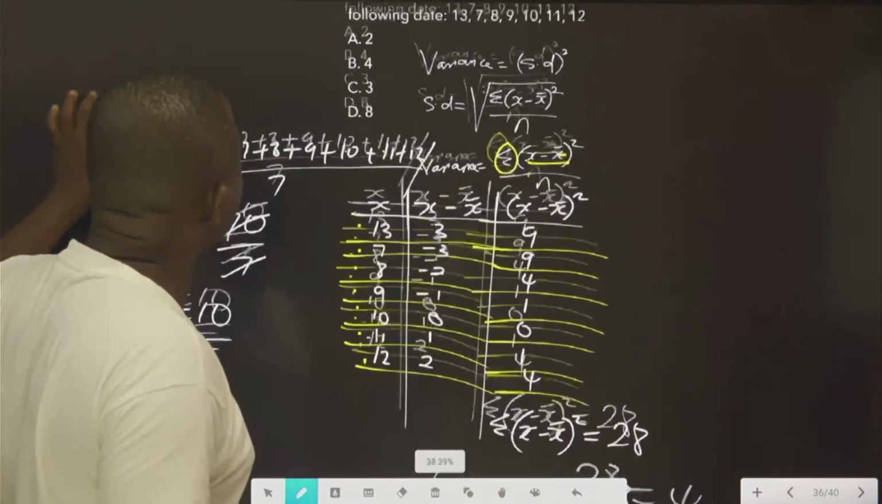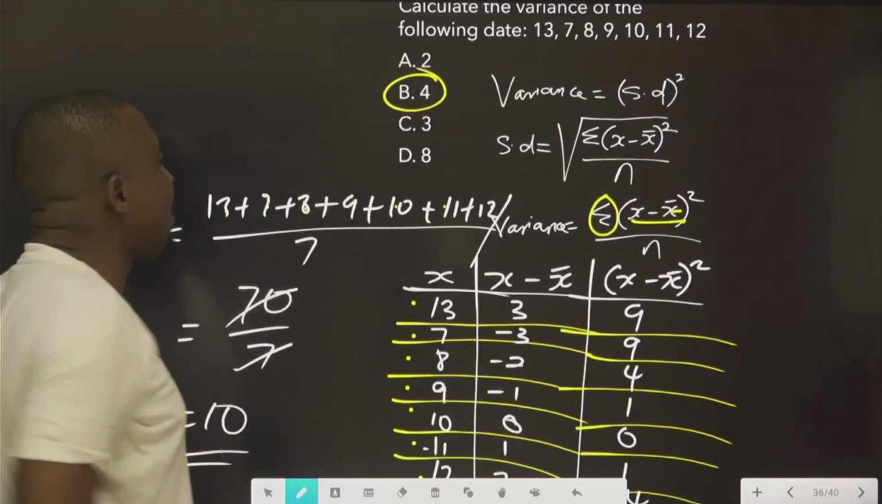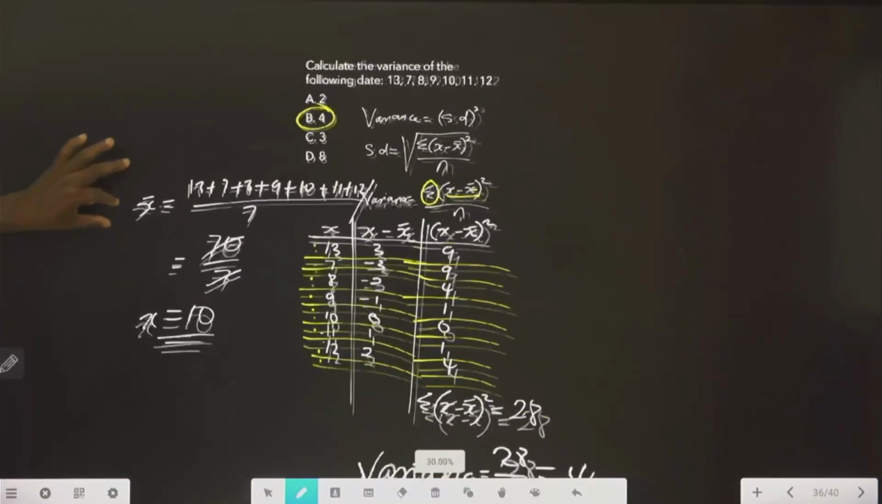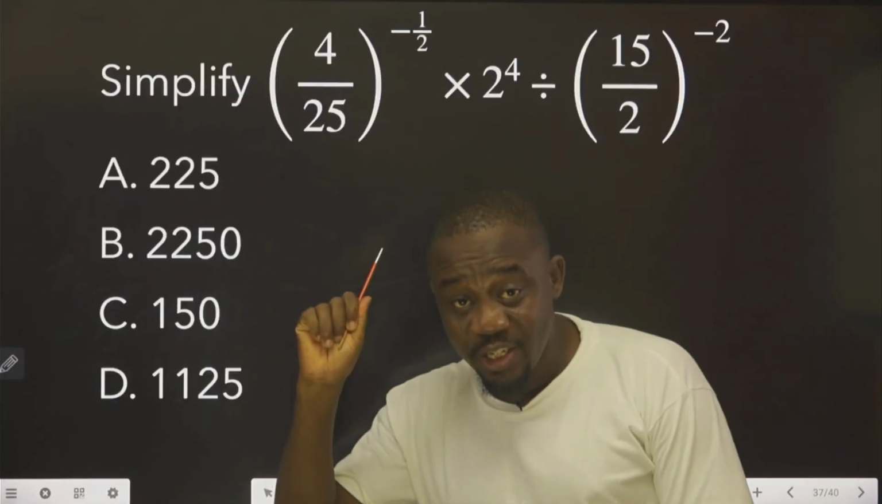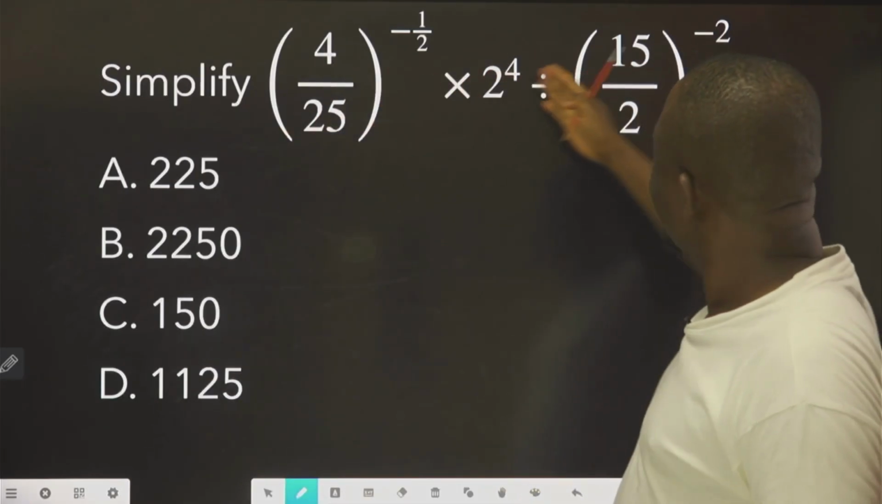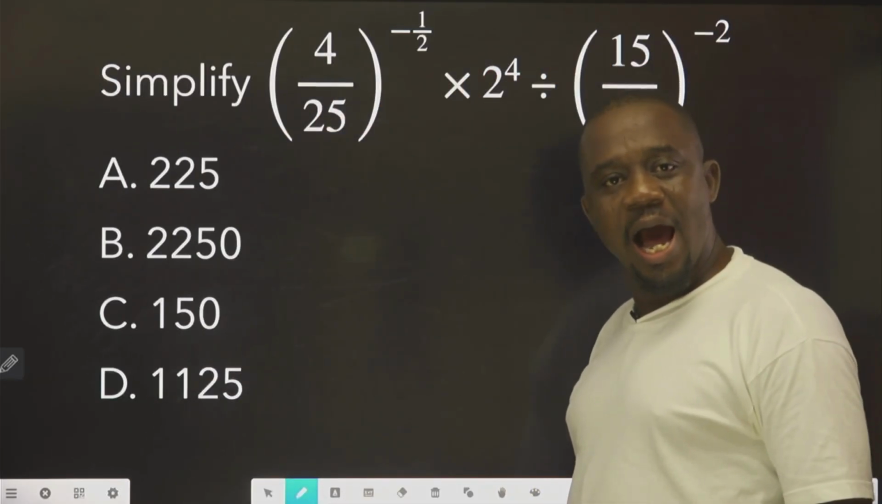Is there 4? Yeah. B is our answer. Okay, the answer is B. Let's look at this question. It says simplify this. We should simplify this. How do you simplify this?